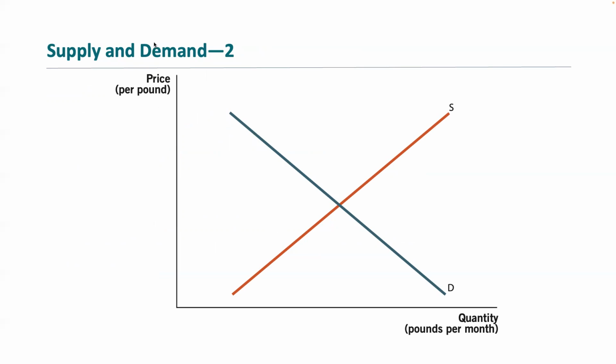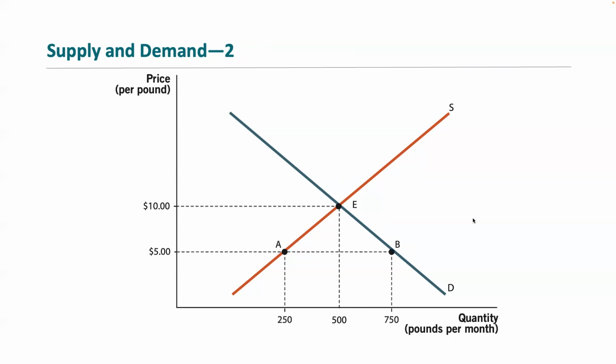Price is still on that y-axis, and quantity, or pounds per month of this particular product, is going to be on that x-axis. So the quantity demanded and quantity supplied is what we're looking at here. Equilibrium is going to be where those lines intersect. So point E is our equilibrium at a price of $10 per pound. The quantity supplied and quantity demanded will both be 500.